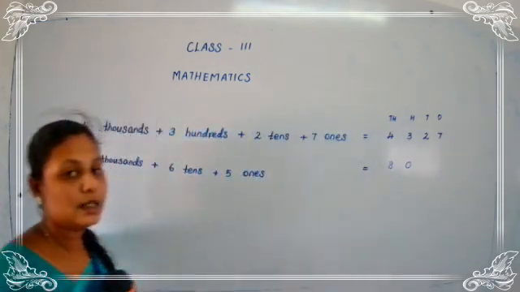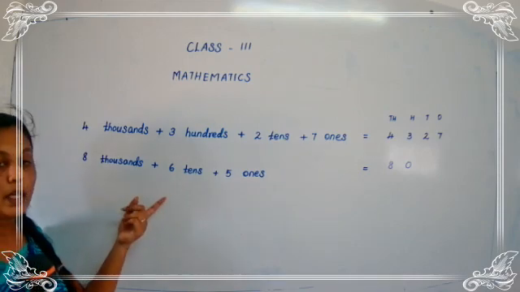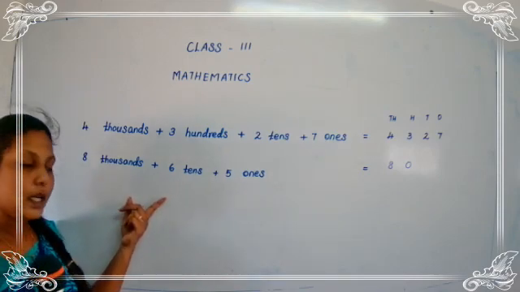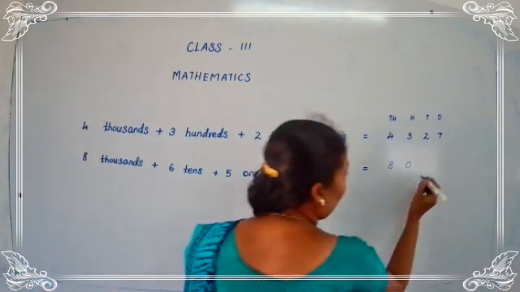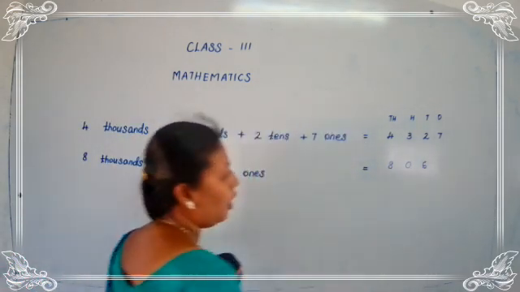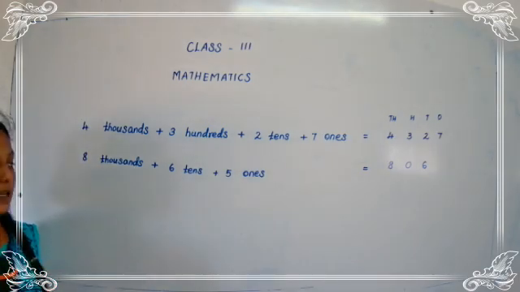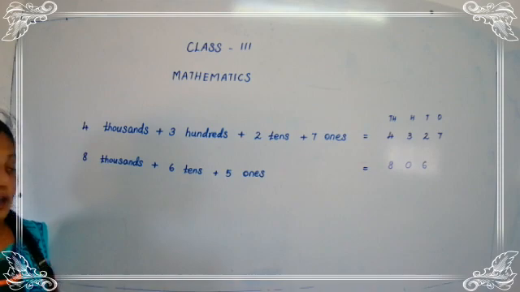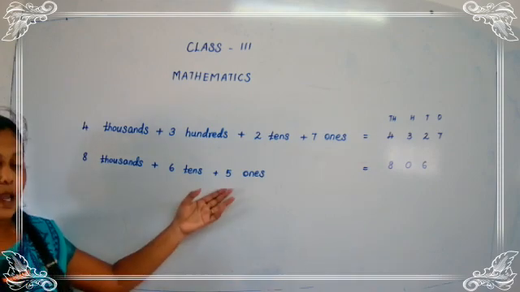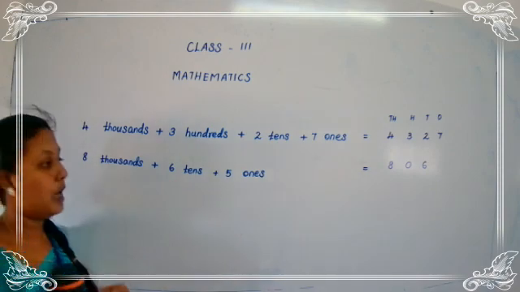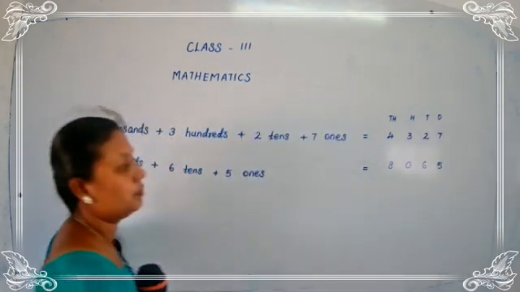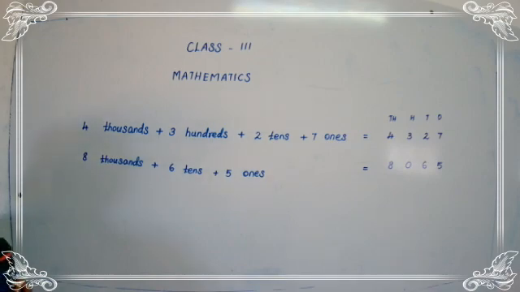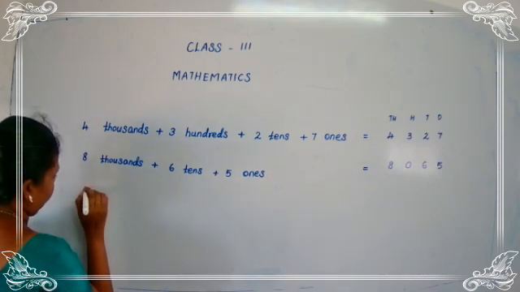Then see the tens place. How many tens are here? 6 tens. In the tens place we have to write 6. Then see the ones place. How many ones are here? Which number is in the ones place? 5. So we have to write 5 in the ones place. Do you understand?